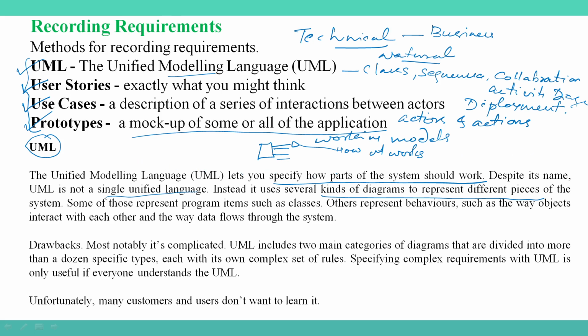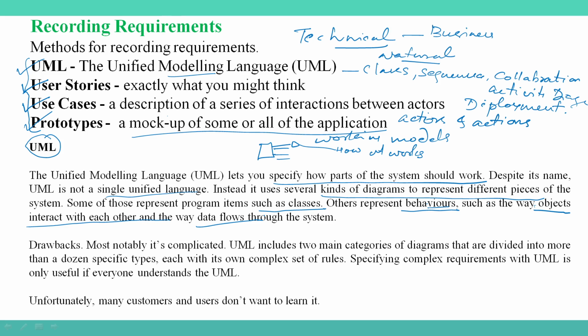So look at it. Some of these figures represent how the classes are organized. Some represent the behavior of the system, and some represent the objects, how the objects will be communicating or interacting with each other. All these things can be represented in different ways, and how the data will be flowing can also be separately mentioned.